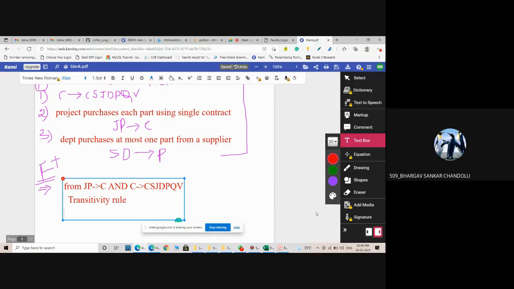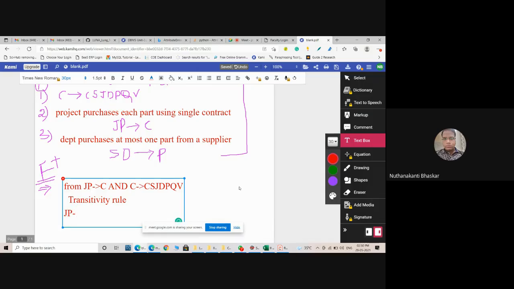If X determines Y and Y determines Z, then X determines Z. Here, JP is the X and Y is the C. Now Y, that is C, determines Z, then you can write X determines Z. Then what will we get? Another functional dependency in the closure set of functional dependencies. What is that? Tell me.